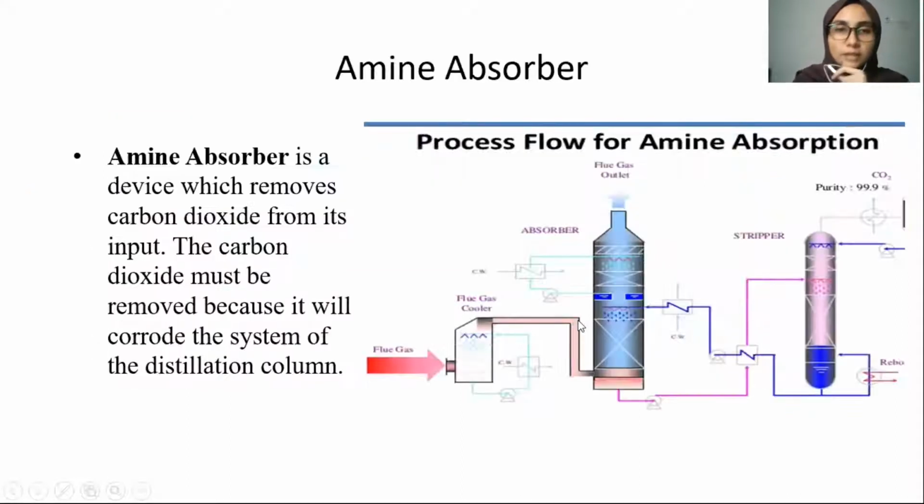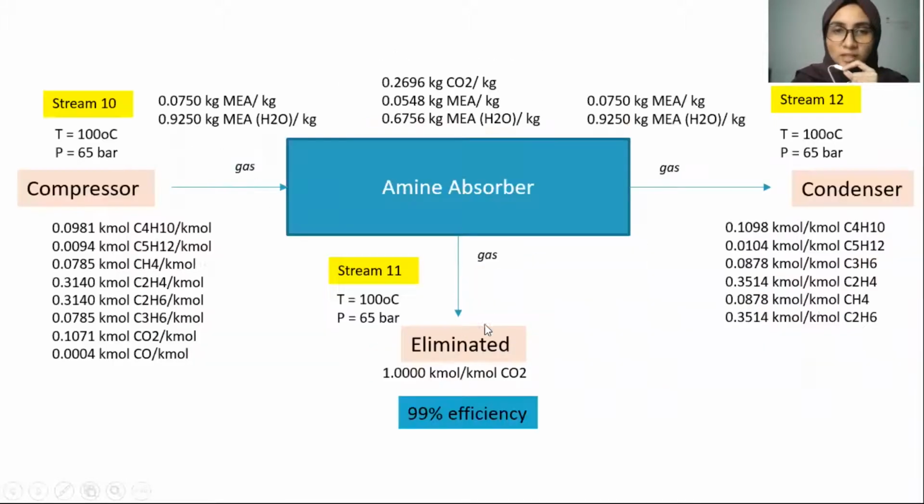So the amine absorber is a device which removes carbon dioxide from its input. The carbon dioxide must be removed because it will corrode the system of the distillation column. So this is our amine absorber. From the compressor, the temperature is 100 degrees C and 65 bar, and there will be 2 streams of product. The first product is all of the carbon dioxide that we want to remove, and the second product is the balance of the substance when we remove the carbon dioxide.